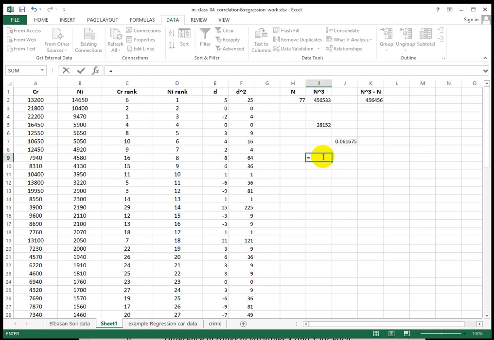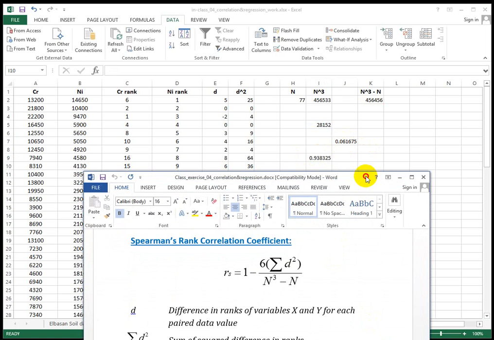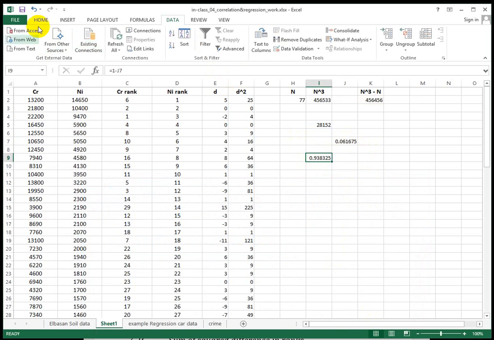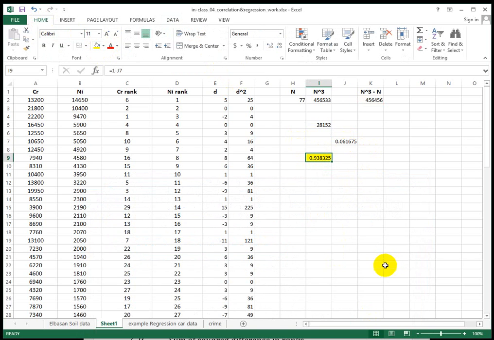So this is, all right, and unless I've messed something up, this is our Spearman's rank correlation coefficient for nickel and chromium. This value right here. Fantastic.